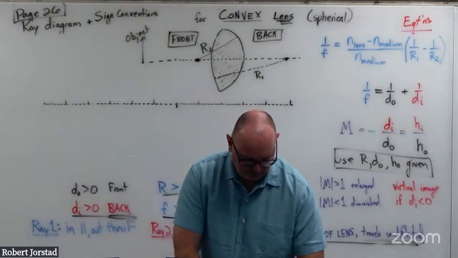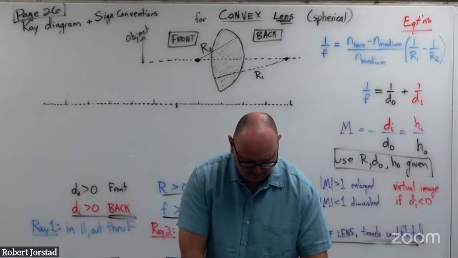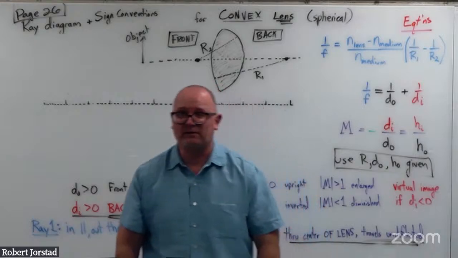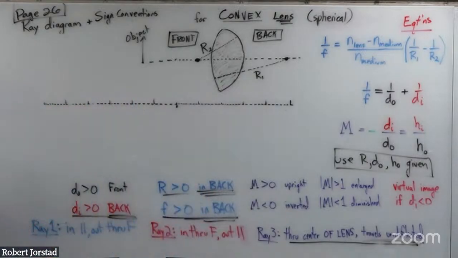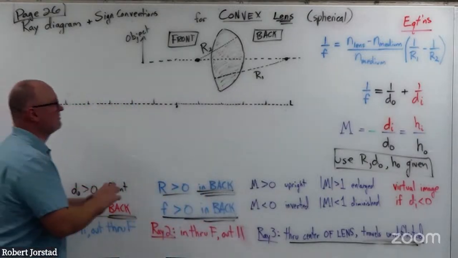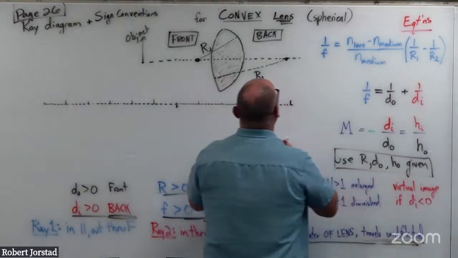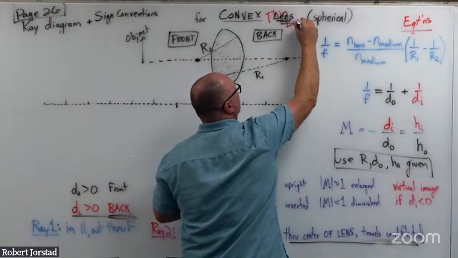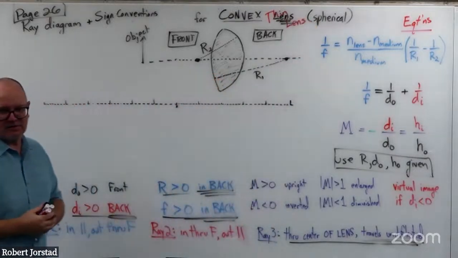You could discuss page, I don't know where it is. Page 24 if you need that, in the workbook. Okay, so I should add that in here. This is a thin lens. Okay, so it's a thin lens.